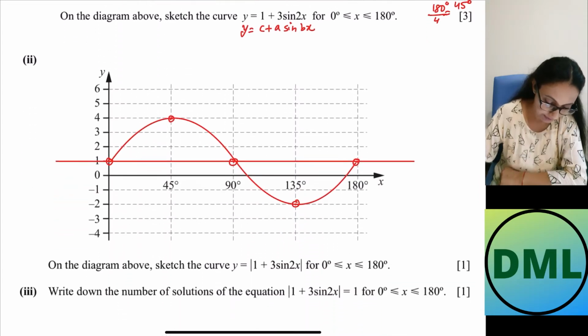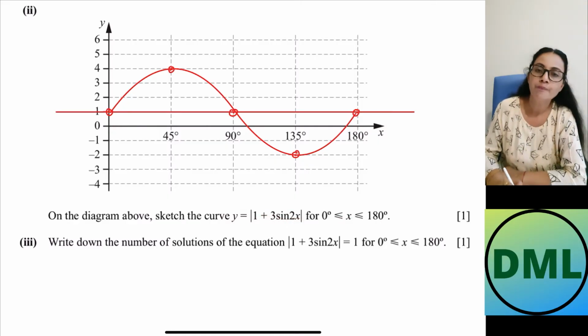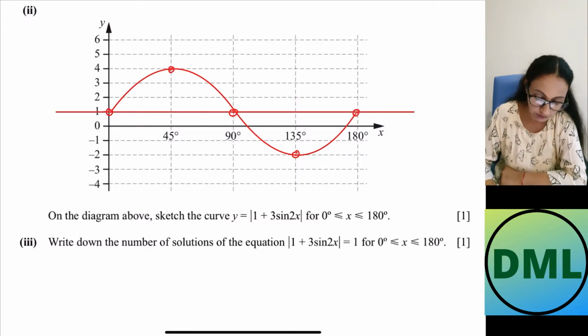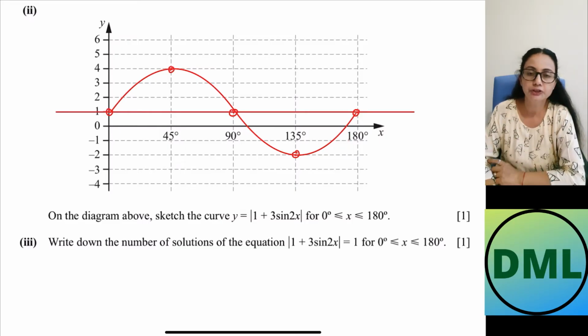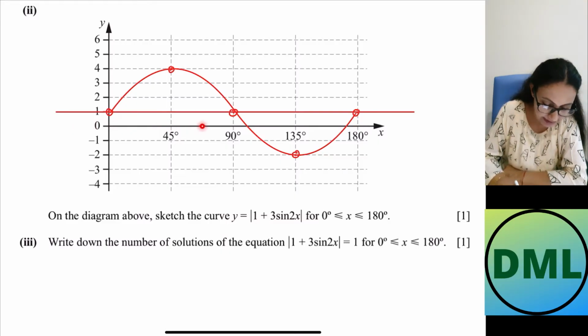Let's see the second part here. On the diagram above, sketch the curve y is equal to the modulus of 1 plus 3 sine 2x from 0 degrees to 180 degrees. I need to plot the modulus of my graph. If I need to plot the modulus of my graph, I should flip whatever is below the x-axis. Where is the axis here? The x-axis is here. I need to flip this part.